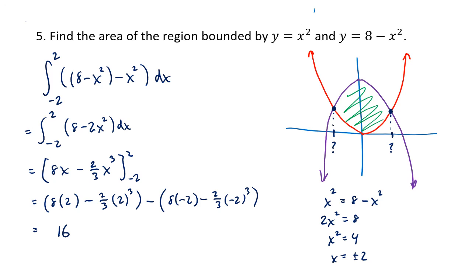8 times 2 is 16. 2 cubed is 8. 8 times 2/3 is going to be 16/3. That's 16 minus 16/3. And then minus, in those parentheses, we've got minus 16. And then minus 2 cubed is minus 8. Times minus 2/3 is going to be plus 16/3. So 16 minus 16/3 is 32/3. So that's 32/3 minus negative 32/3. And so my final answer here is going to be 64/3.